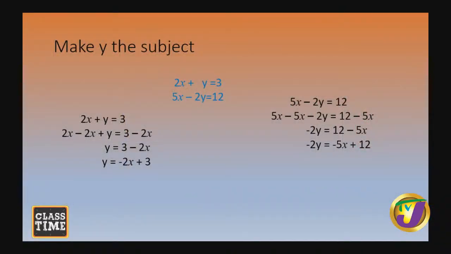We're going to be dividing both sides by negative 2 to get the value of y. Y is isolated. So now we have generated the two equations in the format y equals mx plus b.